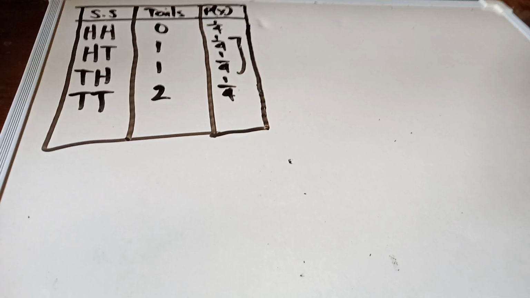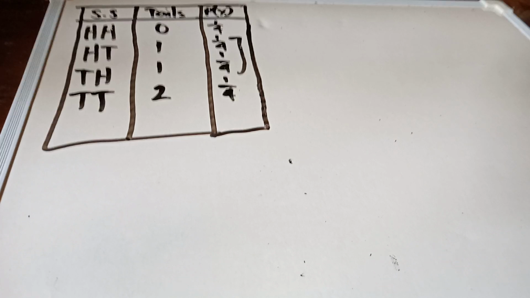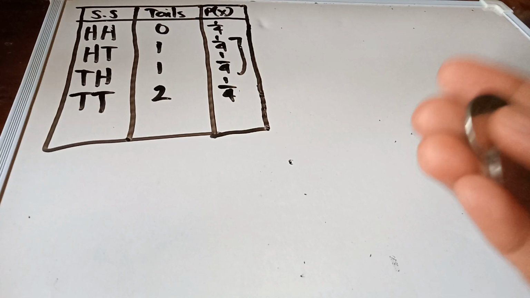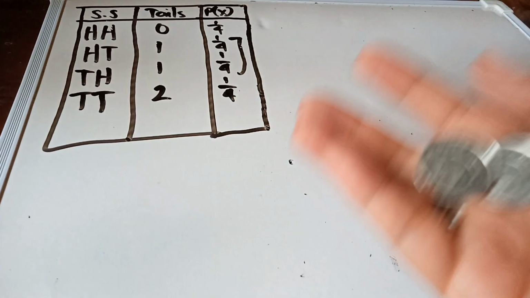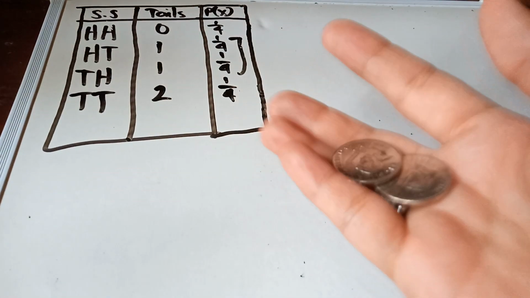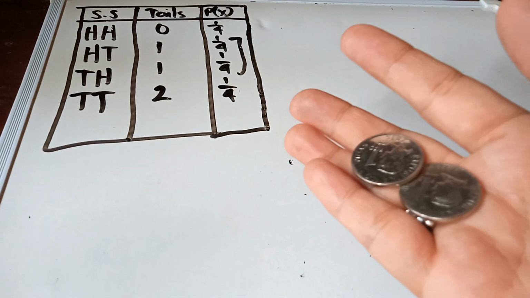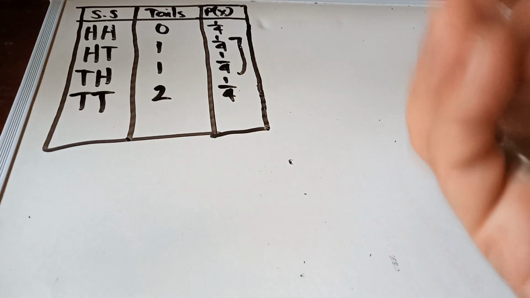Okay, let's continue with the probability distribution by using the histogram. We know that a toss of a coin is one way to get a histogram, so we need to flip this coin again. This is the best example for getting the probability distribution for a discrete random variable.